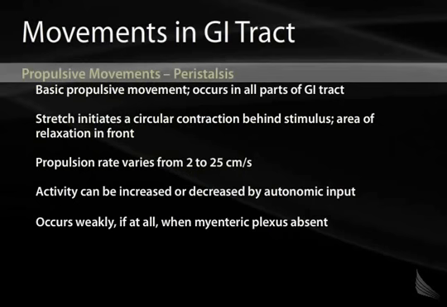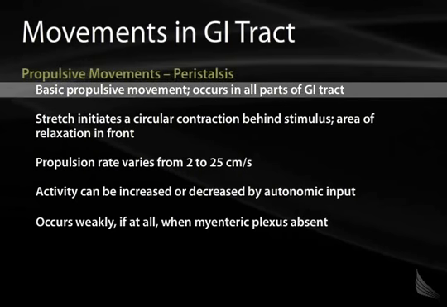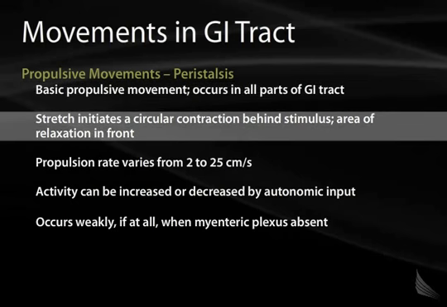Peristaltic movements or propulsive movements are basic movements in the GI tract that occur from the esophagus all the way down to the large bowel and occur in all parts of the GI tract. The stretch initiates a circular contraction behind the stimulus and an area of relaxation in front. Again, this is very important to remember, because if this is inhibited for any reason, if contraction occurs with an area where there's contraction in front of the area of contraction, this results in the generation of pain.